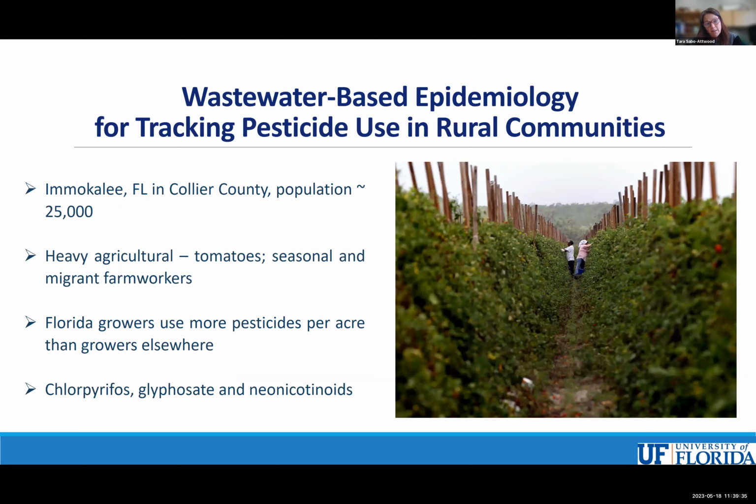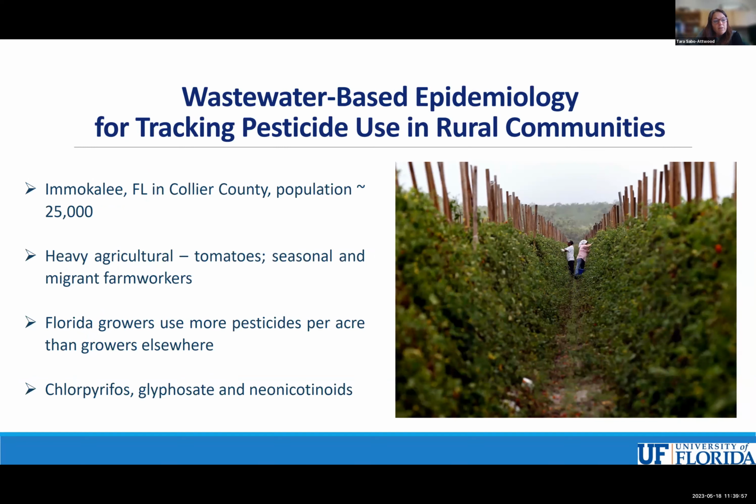So the last thing I'm going to mention, so I'm going to switch to pesticides. This is my only slide on this because this is a study that is really ongoing, and so I don't have enough solid data to share yet at this point, but just to give you an idea of another application of how we're thinking about using this technology, and that is for tracking pesticides in rural communities.